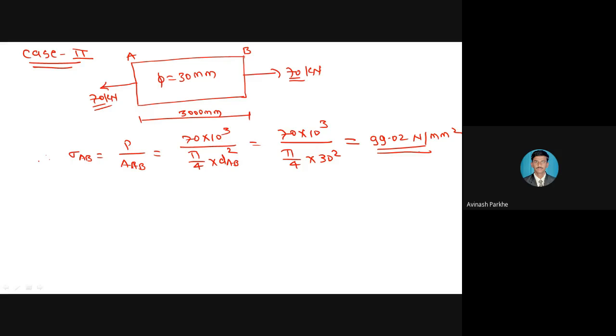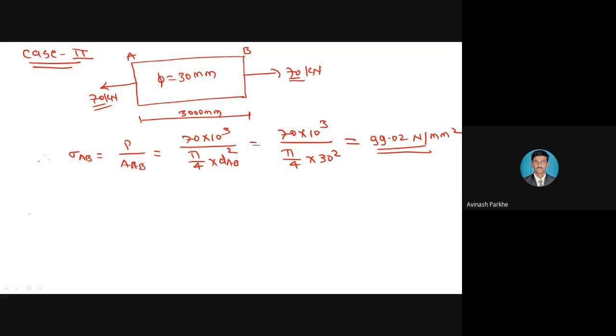This condition is totally different from case number 1. In case number 1, we calculated the strain energy for the stepped bar only. But in the same statement, they have assumed that one more bar is given. That bar has the same material, meaning Young's modulus is the same. Also, that bar is subjected to the same load, 70 kilonewton, which is applied gradually.